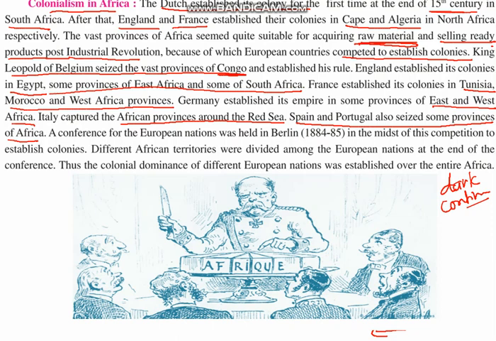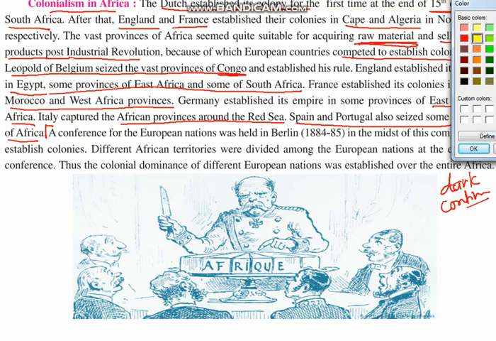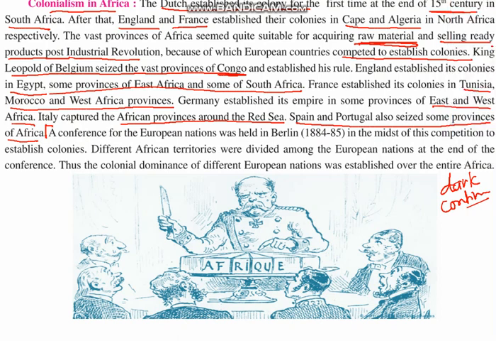A conference for European nations was held. Now see, what did they do? This is very, very important. A conference, let me highlight it. A conference of European nations was held. Let me get another color. A conference for European nations was held in Berlin. Berlin is in Germany, in the years 1884 and 1885.